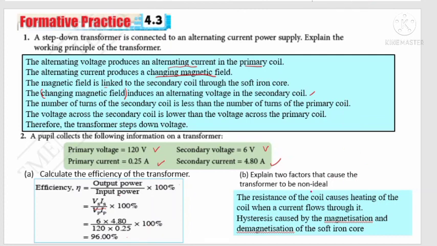Explain two factors that cause the transformer to be non-ideal. So you discuss the factors that cause energy loss. Resistance of the coil causes heating of the coil when current flows through it. Hysteresis loss causes magnetization and demagnetization of the soft iron core.